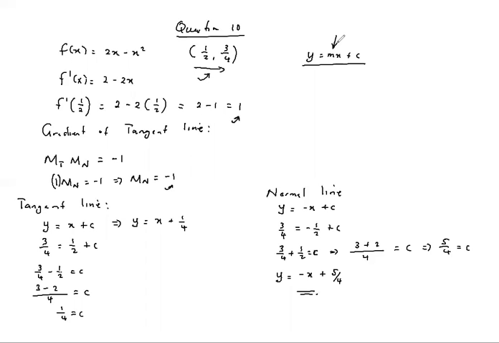Now, whenever you differentiate, you get the gradient of the tangent line. To get to the normal, you use the relationship of the normal and the tangent. The product of the gradients is equal to negative 1. So you can get the other gradient and then form the equations.